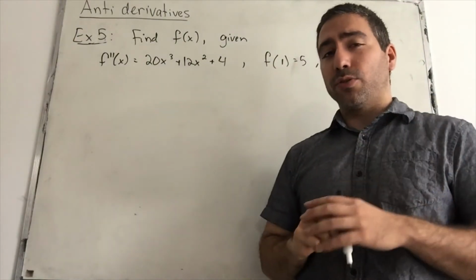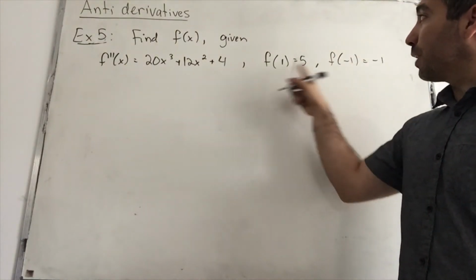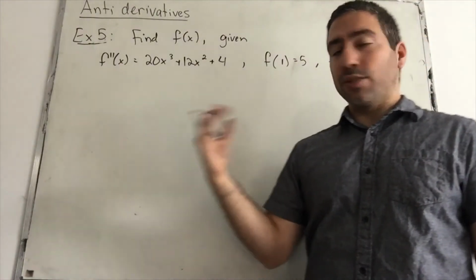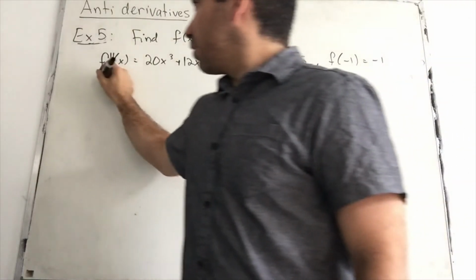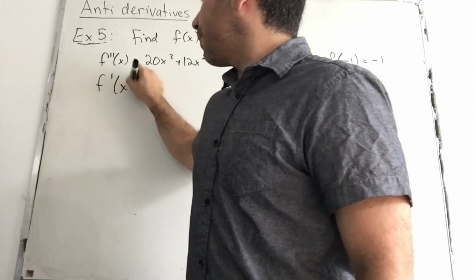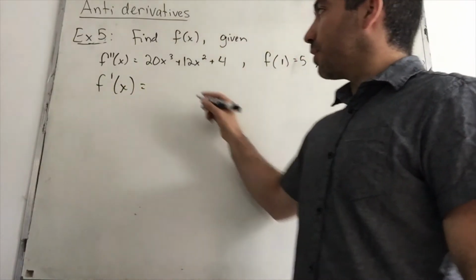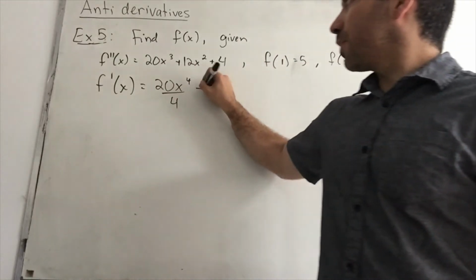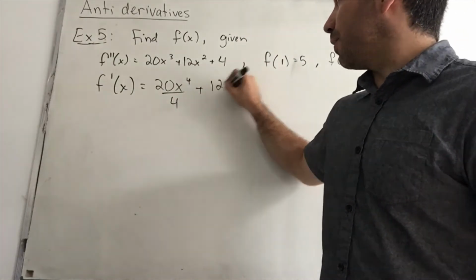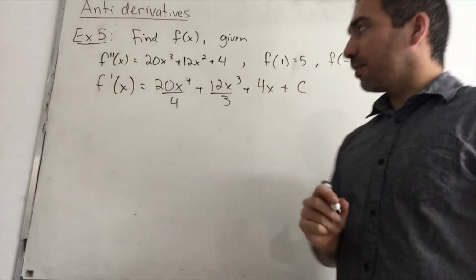Okay, so pause the video, try to solve it on your own, see if you're able to solve it. So since we're given initial conditions on the original function, let's go ahead and antiderive this function twice to get the original function. So the first derivative, if we antiderive once from the second derivative, gives us 20x to the 4 divided by 4 plus 12x to the 3 over 3 plus 4 times x plus a constant.